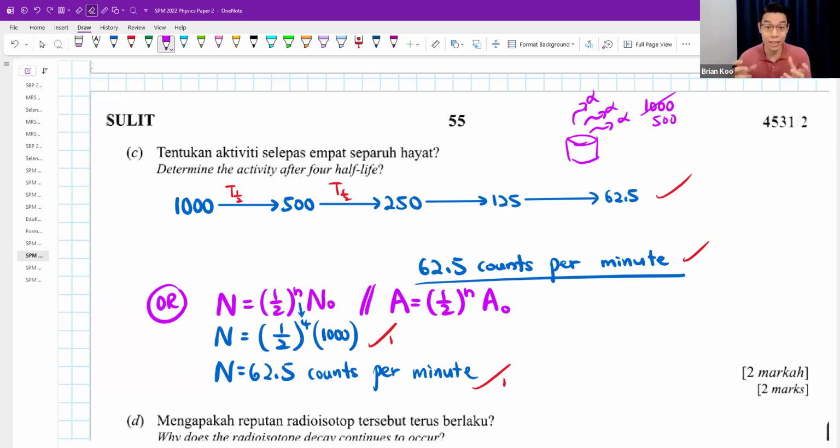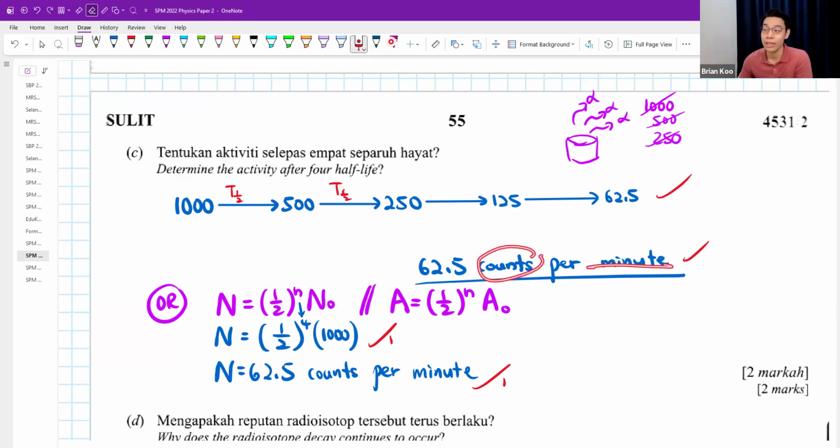Because if it's very active, very radioactive, it will keep emitting the radioactive particles. It can be alpha, beta, gamma. Okay. And I go and count. I counted, it was 250. And then after another half-life, I go and count. You get the idea. So activity is literally you go and count how many alpha come out or how many beta come out. The unit is how many counts per minute.